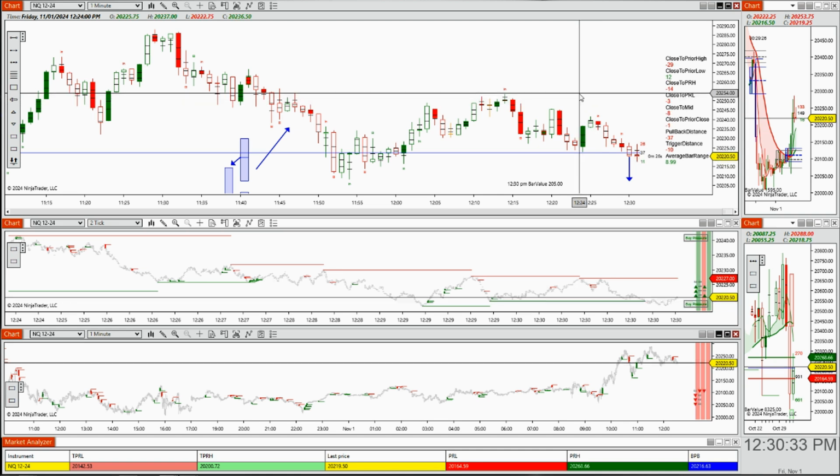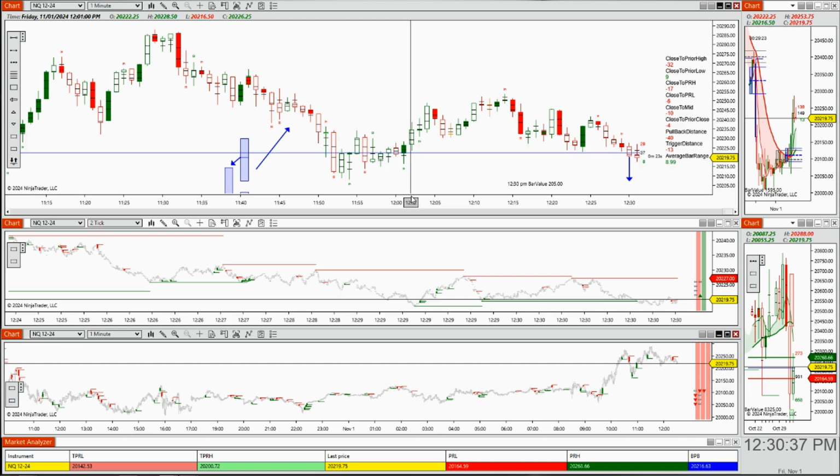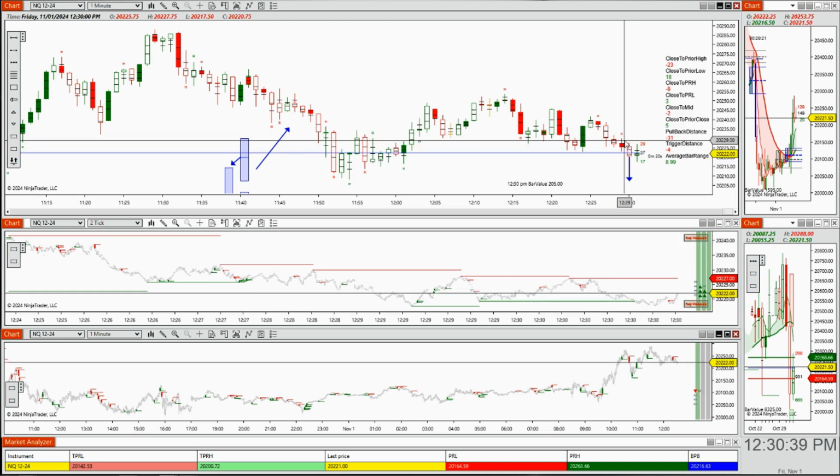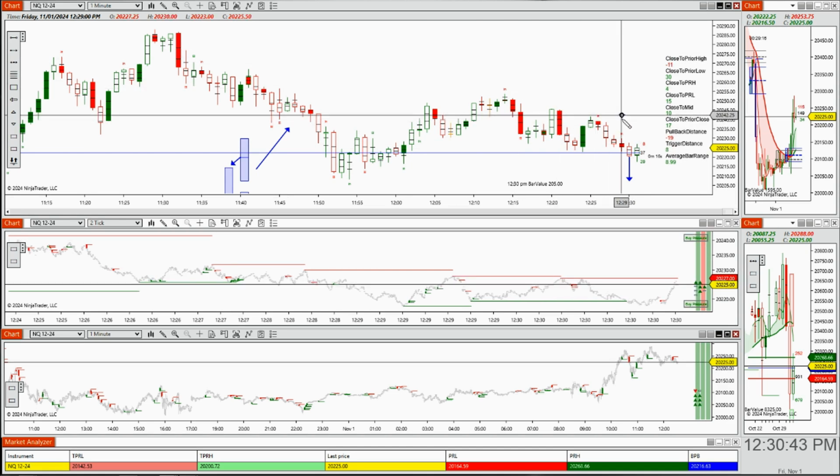Try to make it simple. Don't overextend yourself trying to get trading to work. Please don't do that. All right, so that's in real time. Let's see if it can get down there without tagging this bar. Okay, this is the bar we don't want it to tag.